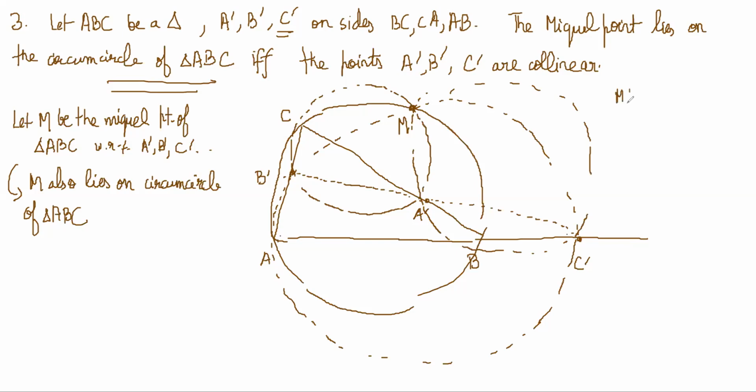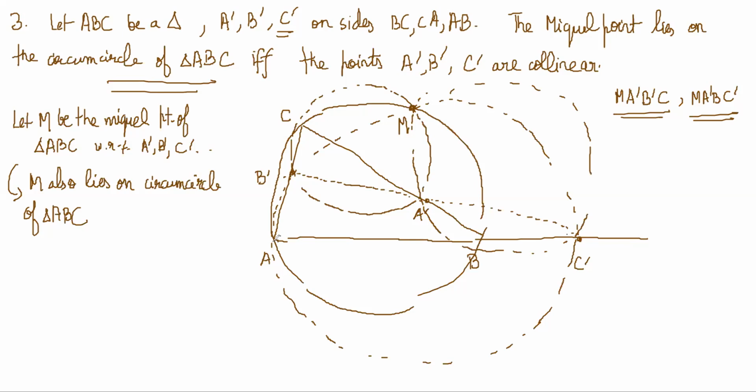What are the cyclic ones? M, A dash, B dash, C. Then you have M, C, B dash, A dash. Then you also have M, A dash, B, C dash. That is also cyclic because of the third circle. At least these two you have. You have a third one from here: B dash, C dash, M, A, right?